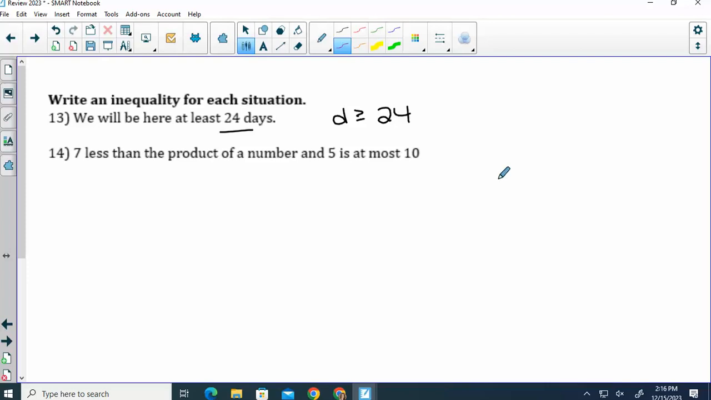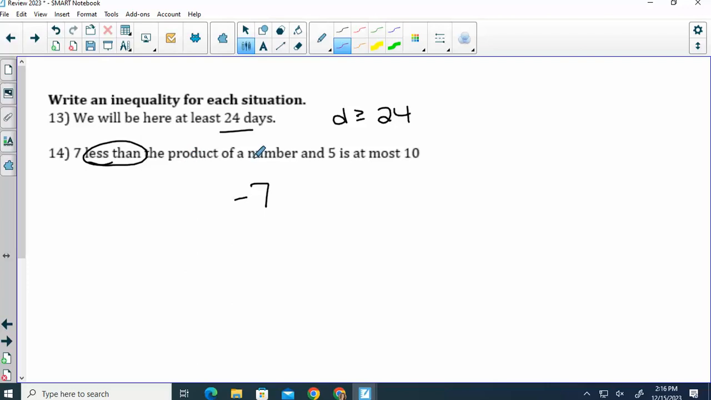Next one. 7 less than. What does less than mean? Subtract. So is this 7 minus something or something minus 7? 7 minus. Less than kind of flips the order. So it's the minus 7 at the end.